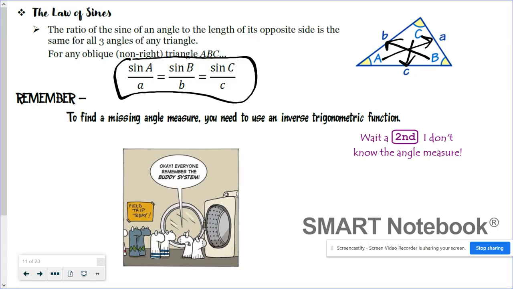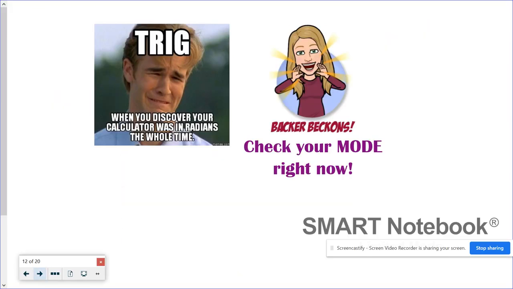The law of sines can be used to find missing sides and missing angles in an oblique triangle. Remember, to find a missing angle measure, you do need to use an inverse trig function, which requires you using the second button on your calculator. Speaking of calculators, check your mode right now. Make sure it's in degree mode.